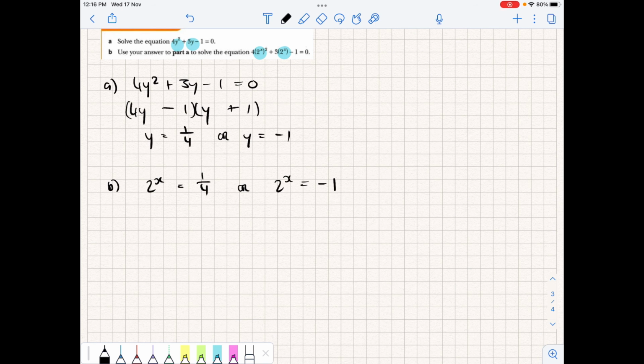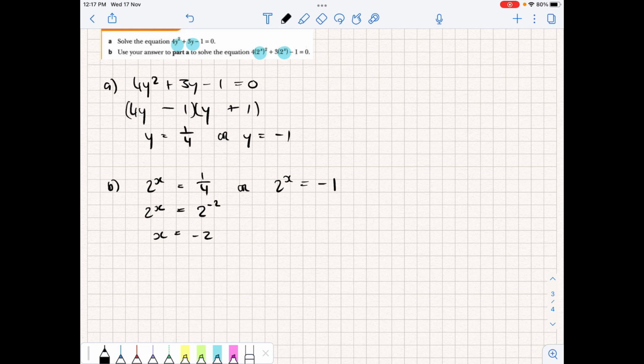So let's have a look at the first one. 2 to the power of x equal to 1/4. I need to write this as the same base. So 2 to the power of x is the same as 1/4 can be written as 2 to the power of negative 2. And so x is equal to negative 2.